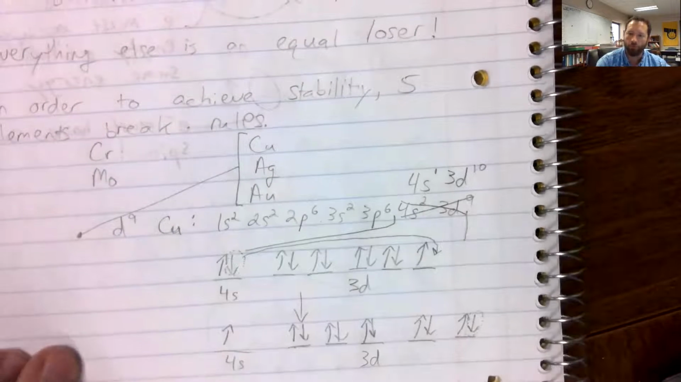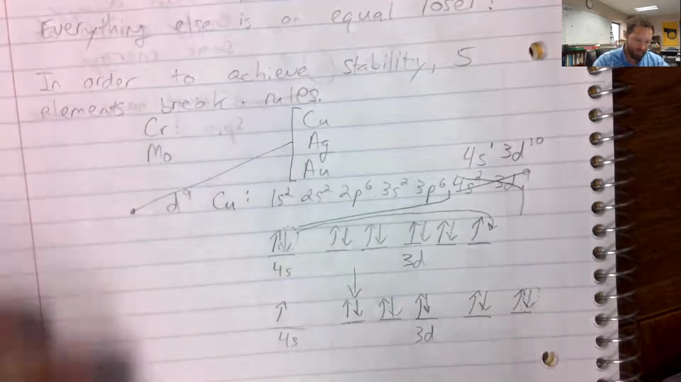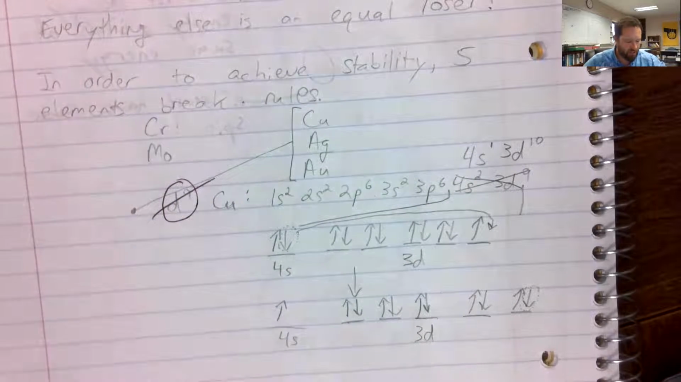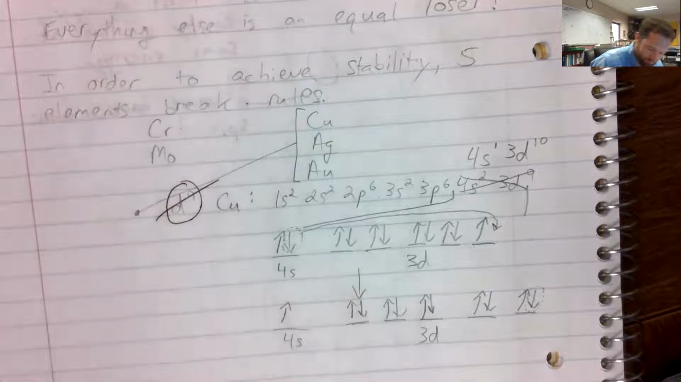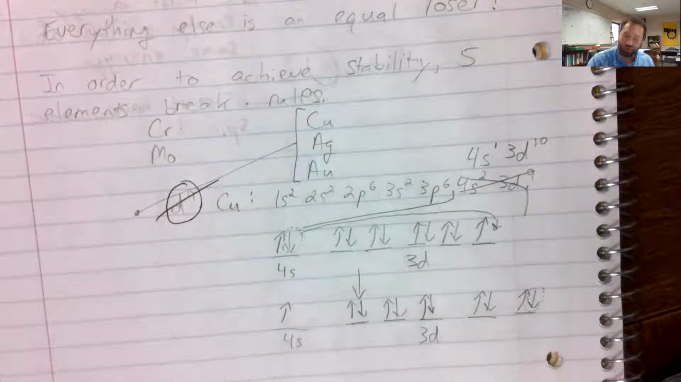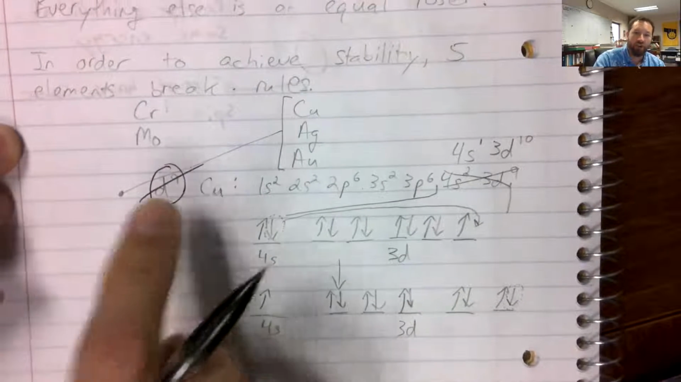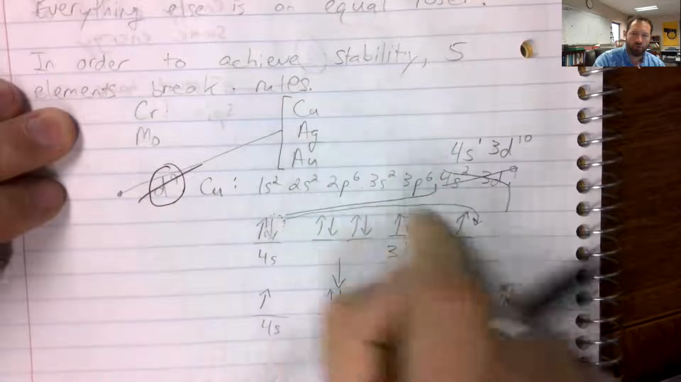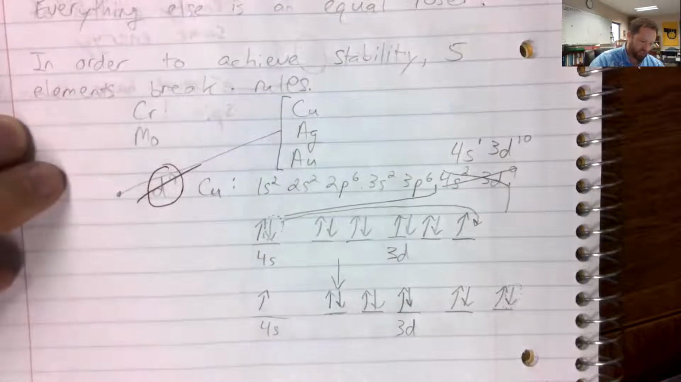That's our broken rule. And like I was saying, guys, you do not need to memorize this, because all you really need to memorize is that you should never end with d9. d9 is like poison. d9 is really, really bad. Doesn't work. Does not work. So if you ever end in d9, know that you need to go back, take an electron from the s, make it 4s1, move it over so that you have d10.